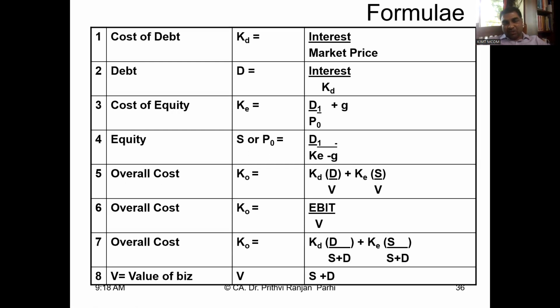Overall cost can also be computed like this: KD into D by S plus D plus KE into S by S plus D. Same formula as here. Instead of taking V, as you saw earlier, we are taking S plus D, as you know that V is equal to S plus D. We are aware of this. Just have a look at this formula. You'll be able to understand it.